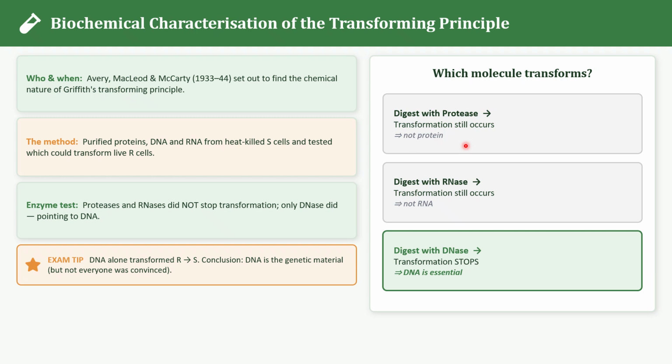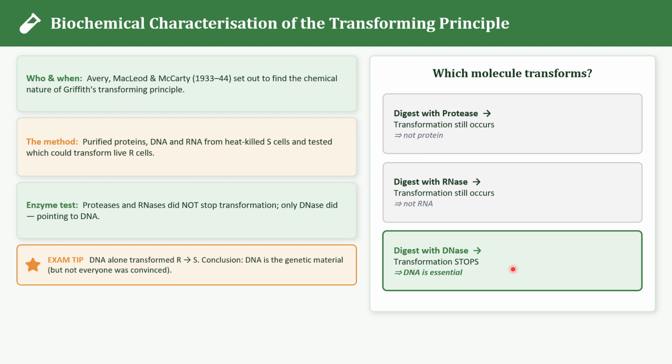The next one is RNase, which destroys RNA. Transformation still occurred after that, hence it is proved that RNA is not responsible. And the next one, DNase, which destroys DNA. Now transformation stopped completely. The R bacteria never became S bacteria, and this proved that DNA is essential for transformation. They concluded that only DNA can transfer hereditary information. Therefore, DNA is the transforming principle.